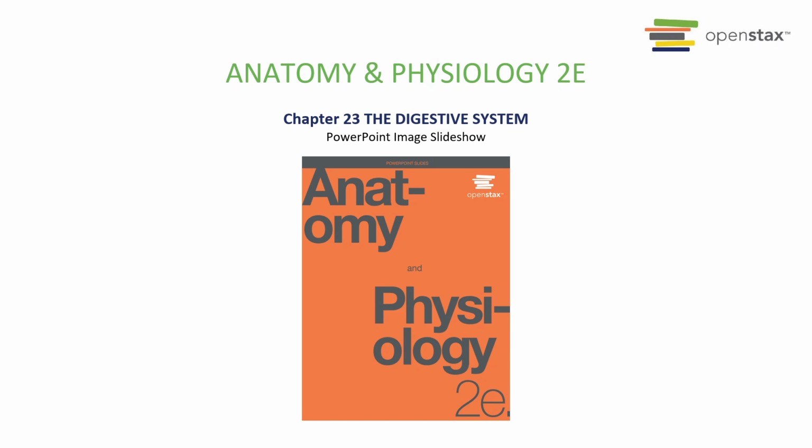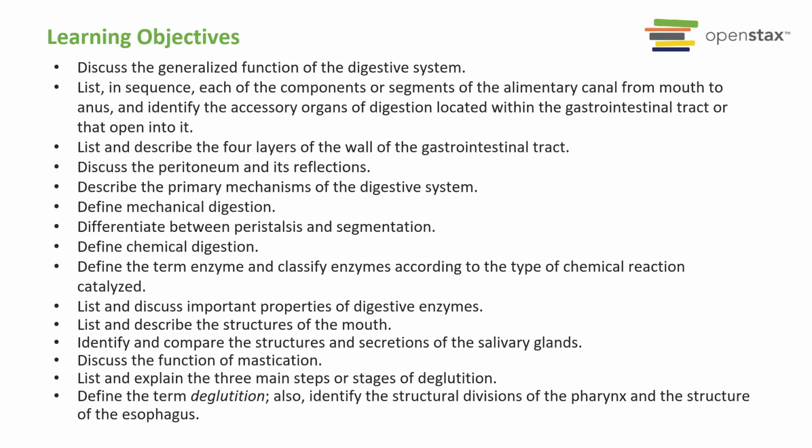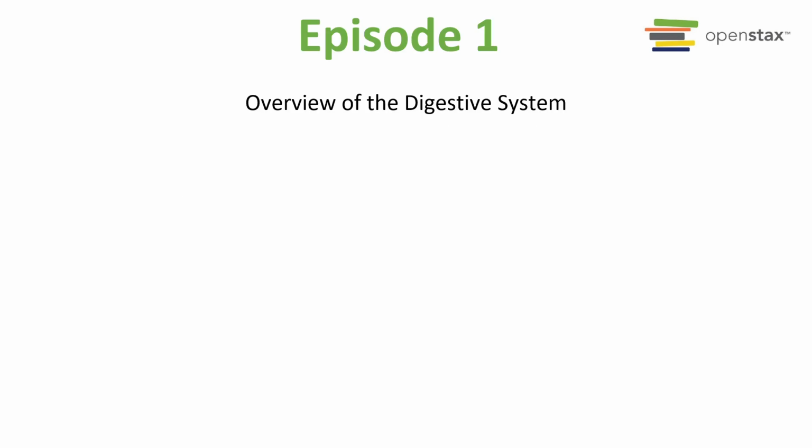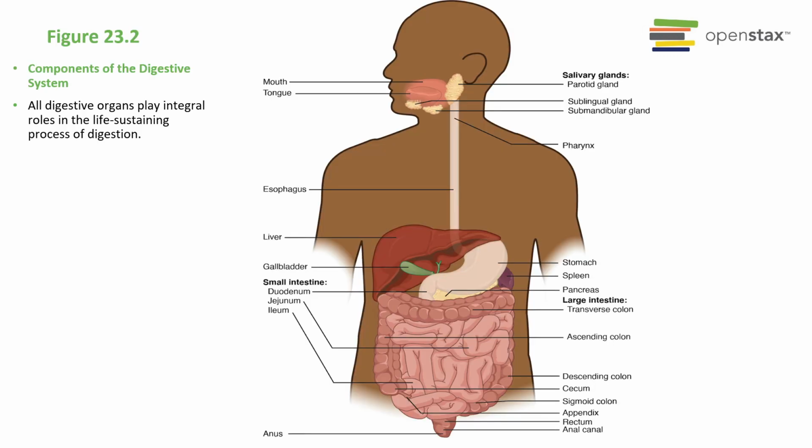Human anatomy and physiology. Welcome to our week of lectures on the digestive system. This corresponds to chapter 23 in the OpenStax textbook. First, I'll briefly show the learning objectives for the digestive system. And we'll begin with a basic overview of the structures of the digestive system here in episode 1.